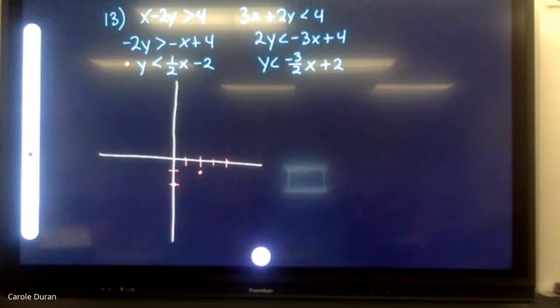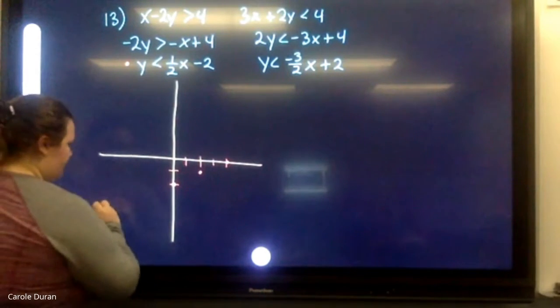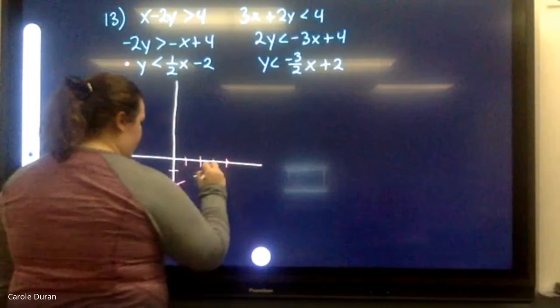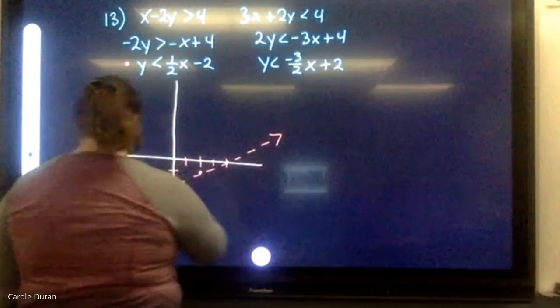Am I going to draw a solid line or a dotted line through those 3 points? Dotted, because it is a single inequality. So see how well I can do this. That was terrible, but that's okay.